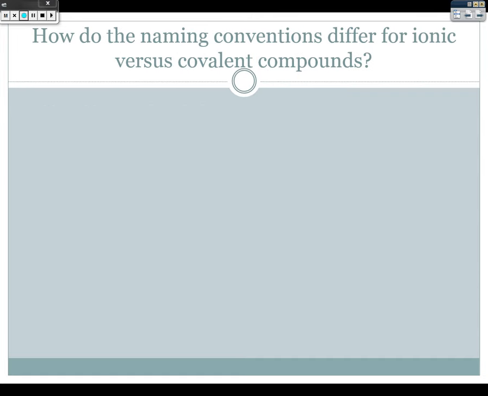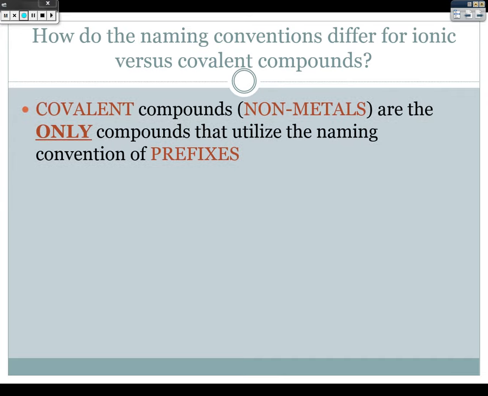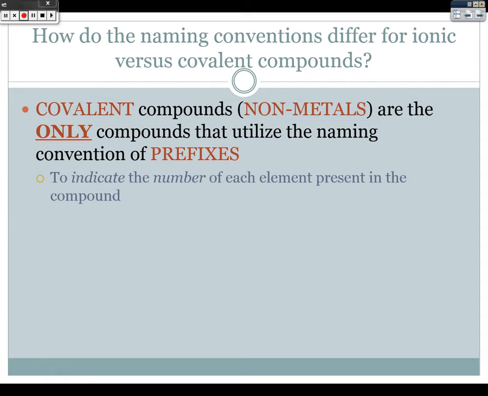Alright, so how do the naming conventions differ? What's the difference between ionic and covalent? Covalent compounds, all the nonmetals, are the only compounds that utilize the naming convention of prefixes. So they're the only compounds that have prefixes. If it has a prefix, it's covalent. And these prefixes are used to indicate the number of each element present in the compound, because that's the thing about covalent compounds, is that we can have different types of bonding.